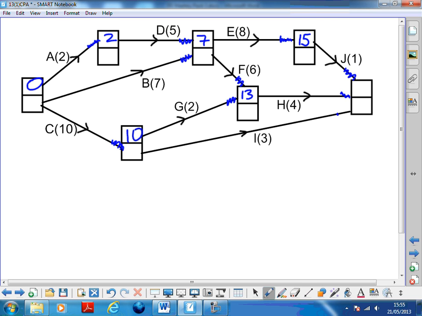1, 2, 3, so I need to consider all three. So 15 add 1 is 16, 13 add 4 is 17, and 10 add 3 is 13, the biggest is 17. Backward pass, start with the 17, go to an event.